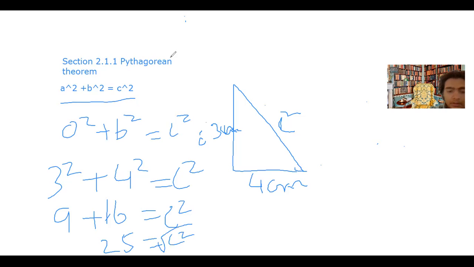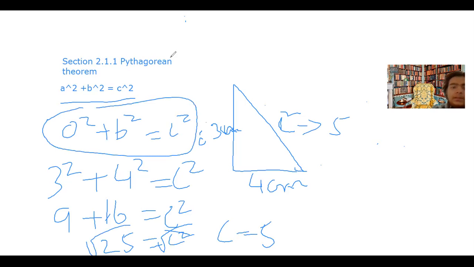We're gonna take the square root of both sides, and then C would be equal to 5. So after applying this formula, a squared plus b squared equals c squared, we found the value of c.